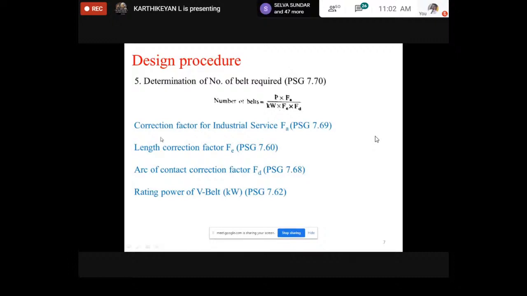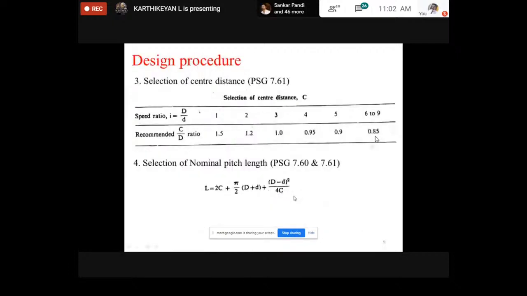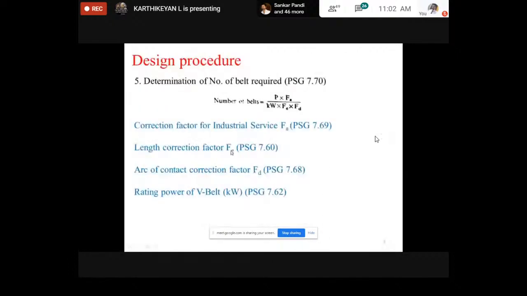The first one is the correction factor for industrial service, FA, which is available in the PSG data book 7.69. The next one is the length correction factor, FE. Based on your previous L value, we are going to select this FE value. This is available in the PSG data book, page number 7.60.